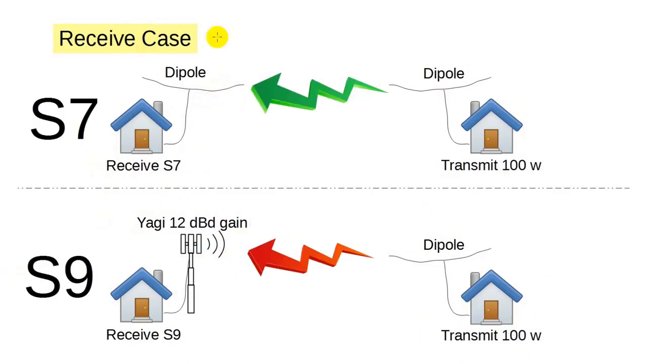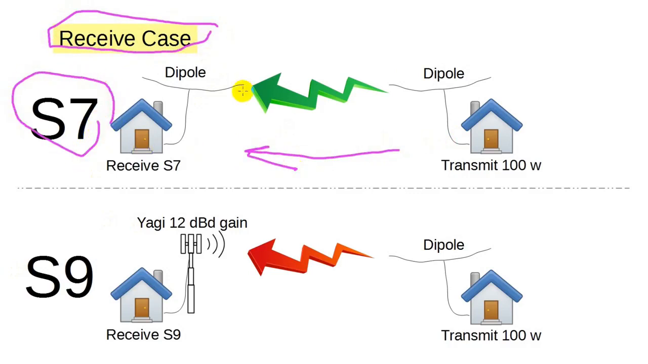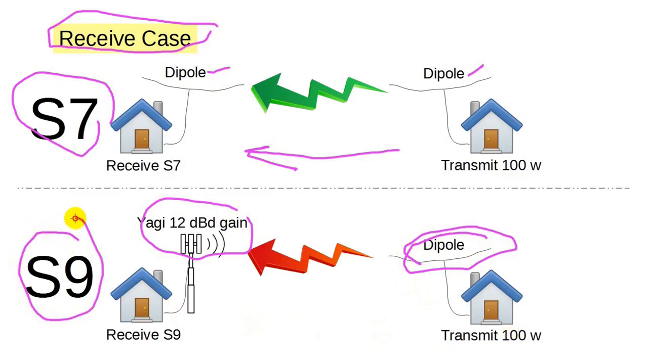Now, let's flip that over. On top we see that we get an S7 signal when both stations have dipoles, just as before. But on the bottom, note that the far station still has only a dipole, but the station on the left receives an S9 signal. Why? Because if the antenna has 12 dB gain when transmitting, it also has 12 dB gain while receiving, and that's 2 S units.